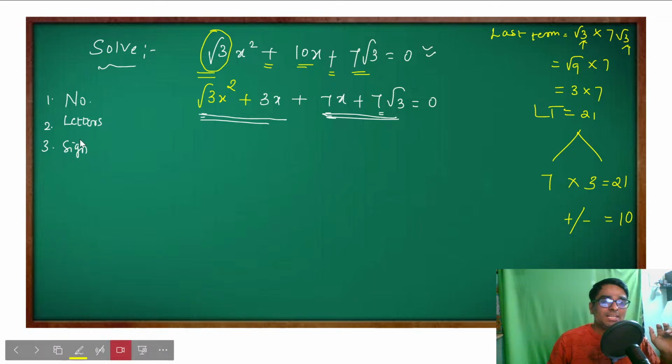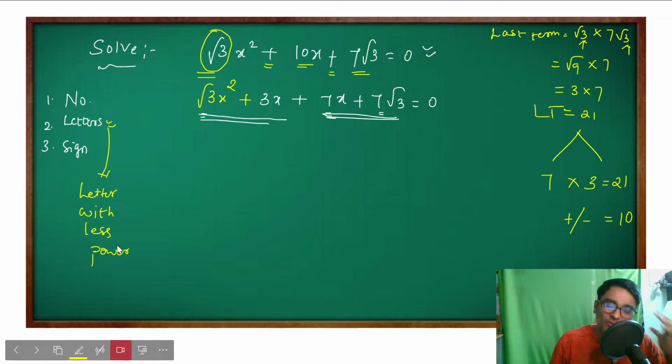Okay. Now letters, how to take letters common? Simple. The letter with less power. Again, the letter with big power is the boss. The boss will not come out; he will send others out. So you cannot take x square common here, but you can take x common because it is the letter with less power.